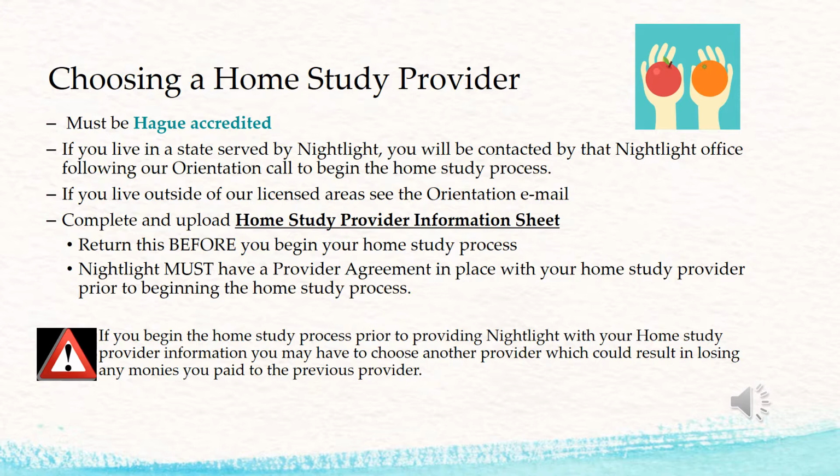Finally, once your application has been accepted by the home study provider agency, please complete and upload the India Service Plan as well as the home study provider information documents located on your International Orientation Documents checklist. It is very important that you return this before you begin the home study process. The first reason is because Nightlight must have an exempt provider agreement in place with the agency prior to you beginning the home study. Secondly, it helps us to assure that the home study provider is a Hague accredited agency.